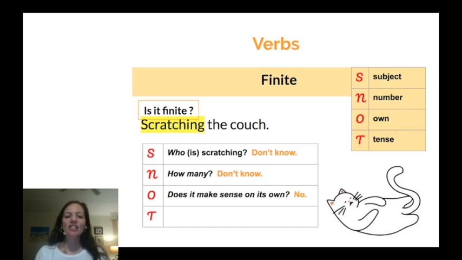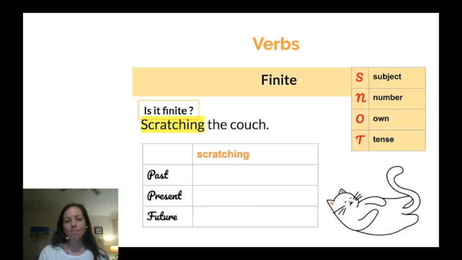Does it make sense on its own? So scratching the couch. Well, I couldn't really just say scratching the couch. It feels like it needs more. Don't you agree? And finally, does it tell me tense? When did it happen? Now you might want to say that it does tell me tense, that it's done in the present tense. But I'm going to prove to you now that in fact it doesn't.